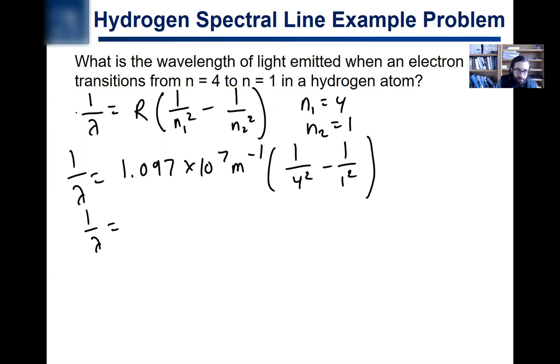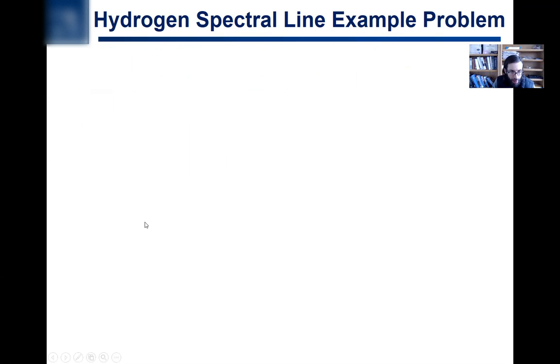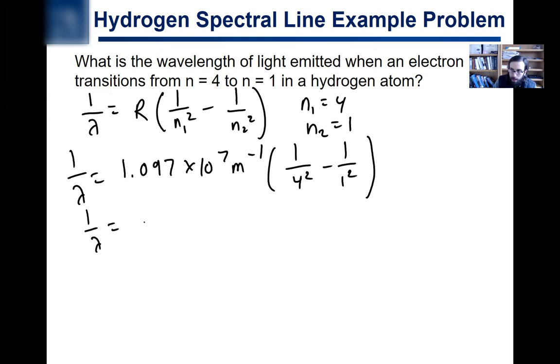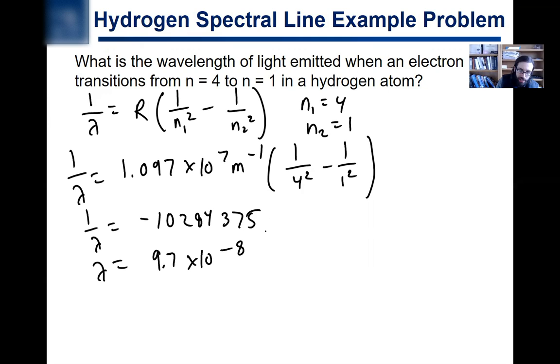is going to be equal to negative 1.028 times 10 to the 7th, or negative 102,84375. Okay, so we take the inverse of that to solve for lambda. 1 over that ends up being, let's see, I have it here, 9.7. Okay, so two significant figures I'm doing here. 9.7 times 10 to the minus 8 meters.